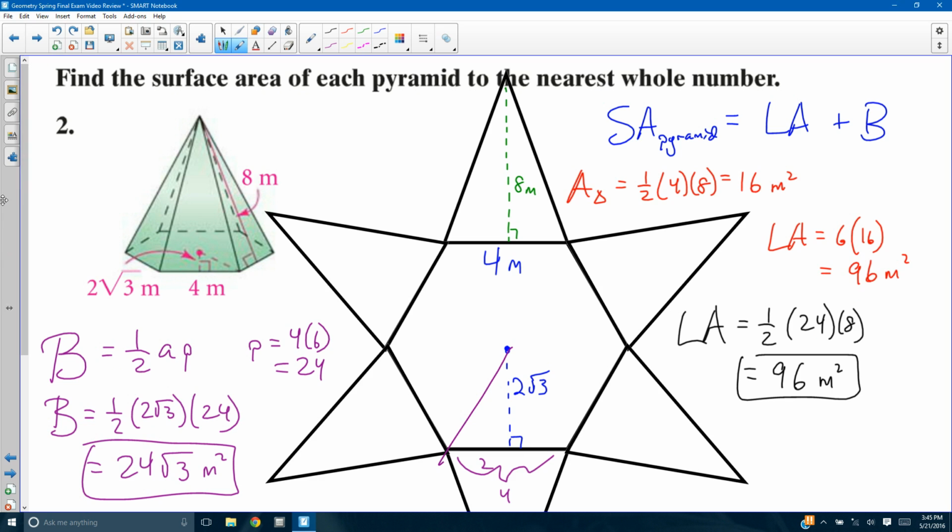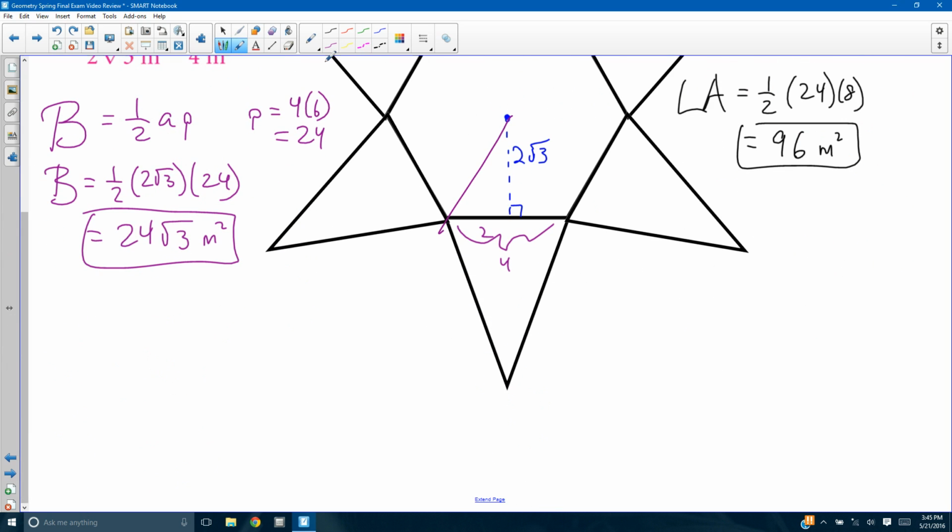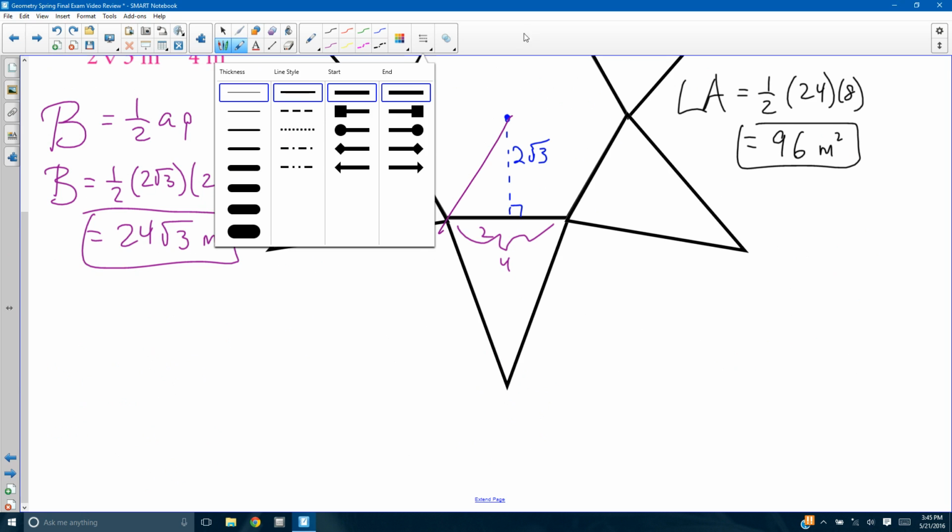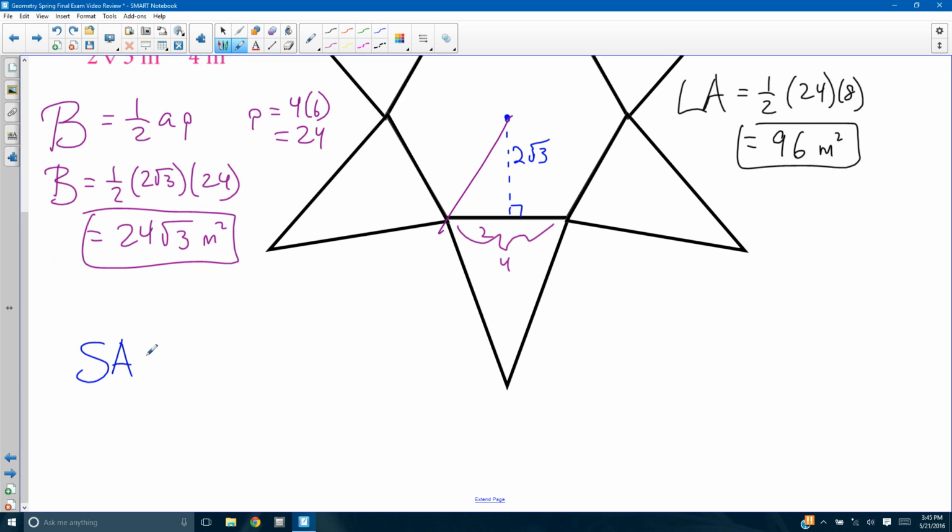Base area of 24 root 3. They do ask us to round to the nearest whole number. First, I'm going to write this out in full. Total surface area, 96 plus 24 root 3 square meters.